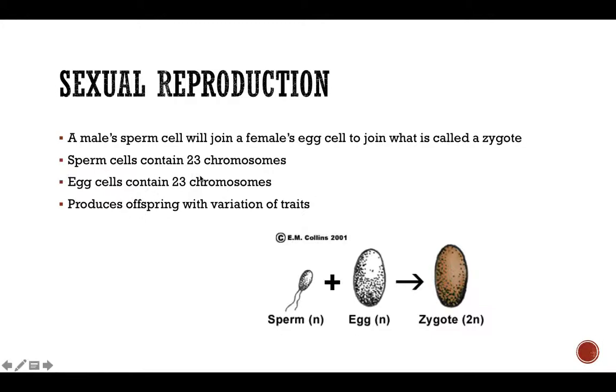Since this zygote is going to get genetic information from both a male and a female, there's going to be what's called variation of traits, and that means that this offspring isn't going to look identical to just one of the parents. Its genetic information is going to be represented by both parents, since two organisms were involved in this type of reproduction. So it's going to have some similarities to the mom, and some similarities to the dad, but it's never going to have identical genetic information to just one of the two parents, because two organisms are involved here.